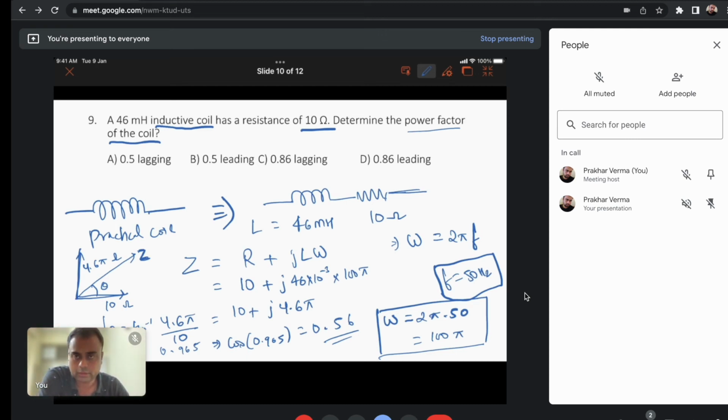That's it. And the second question is whether this is lagging or leading supply of 0.5 power factor. So since this is an inductor, in case of an inductor the current always lags behind the voltage. So that is, if this is representing voltage here, the current will always be lagging. So that is why answer A has to be there. That is, the current is lagging the voltage by 0.5 power factor.